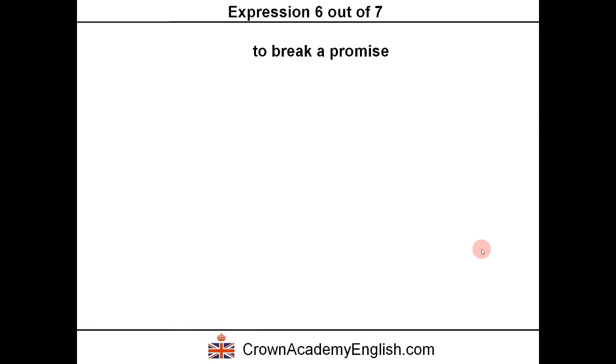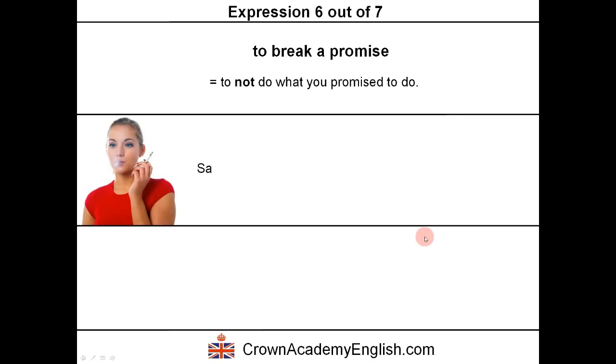To break a promise. So this means to not do what you promised to do. You make a promise, but you do not keep the promise. You break the promise. So Sarah has broken her promise to stop smoking. Originally, Sarah had promised to stop smoking, but she didn't keep the promise. And we have used the present perfect here to describe that situation.